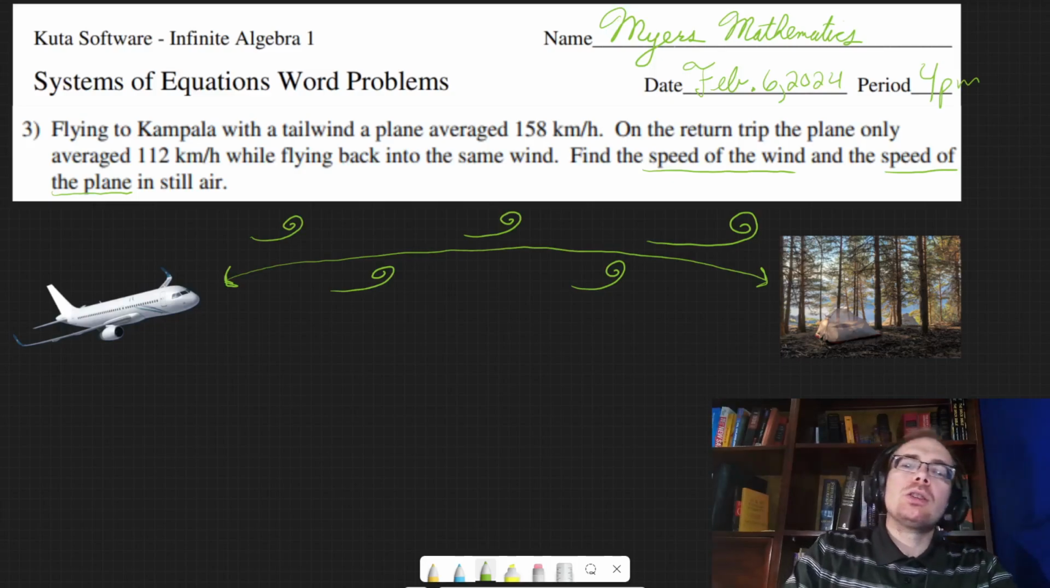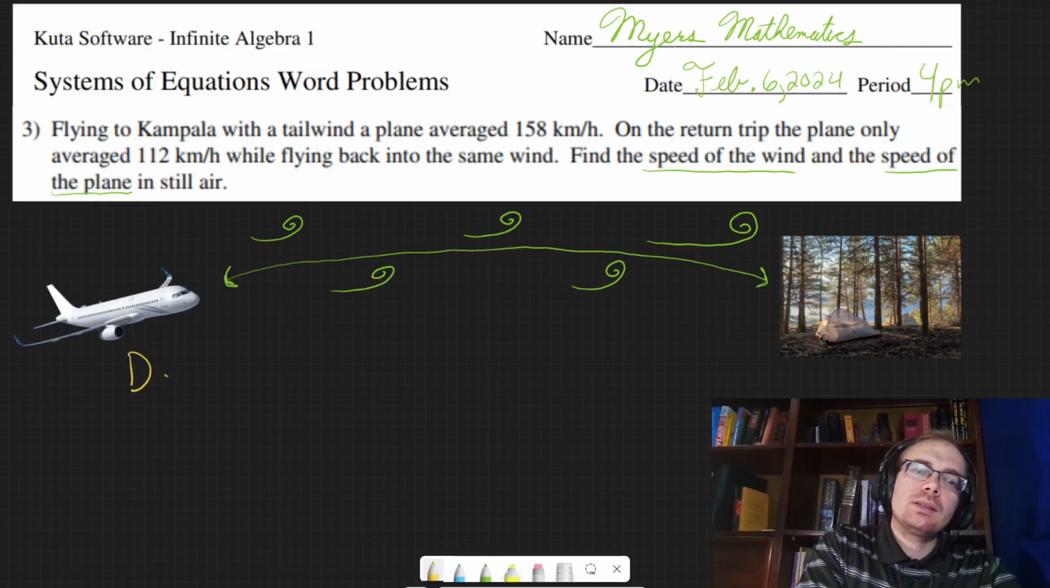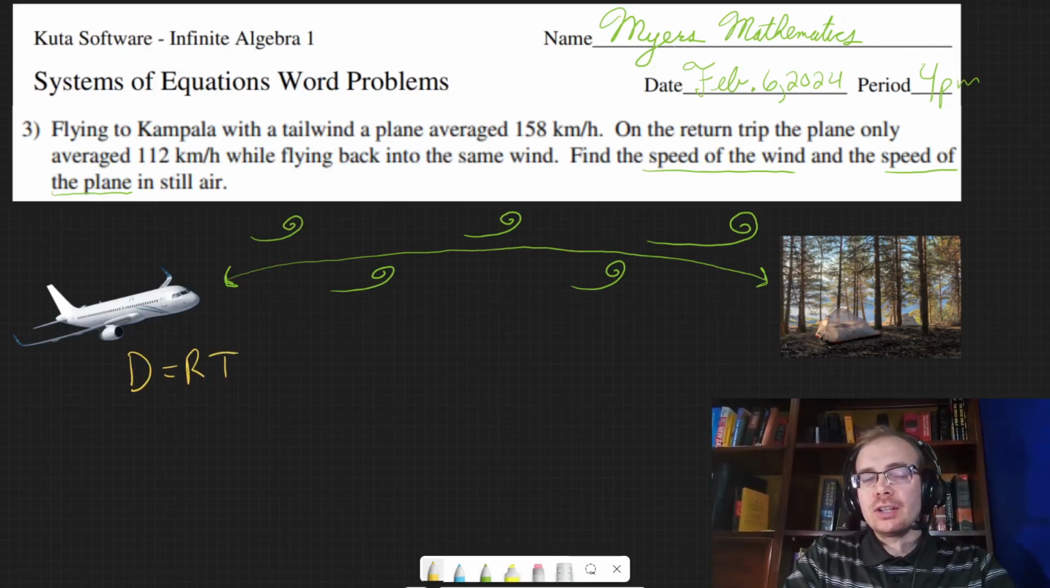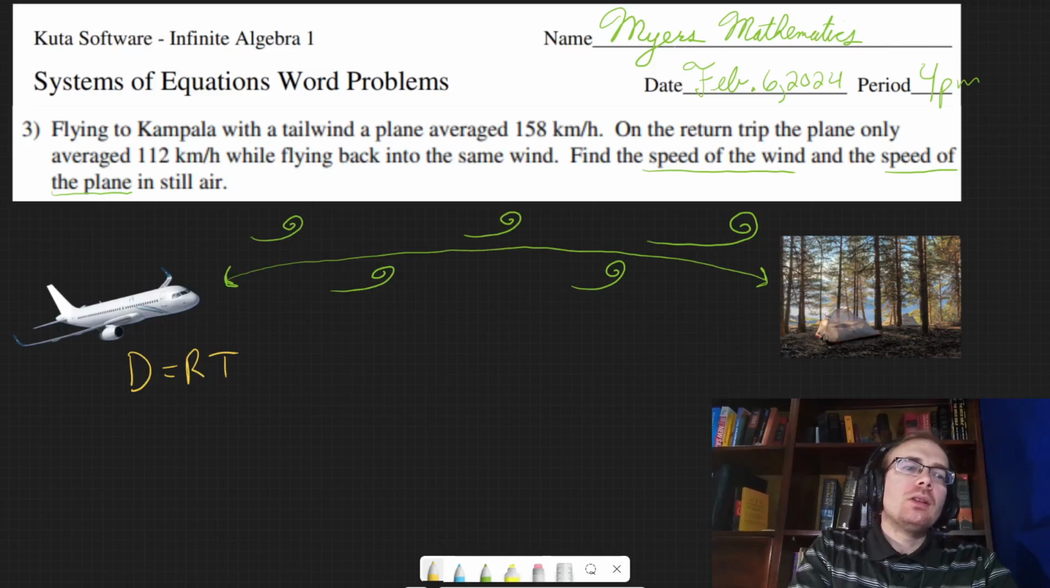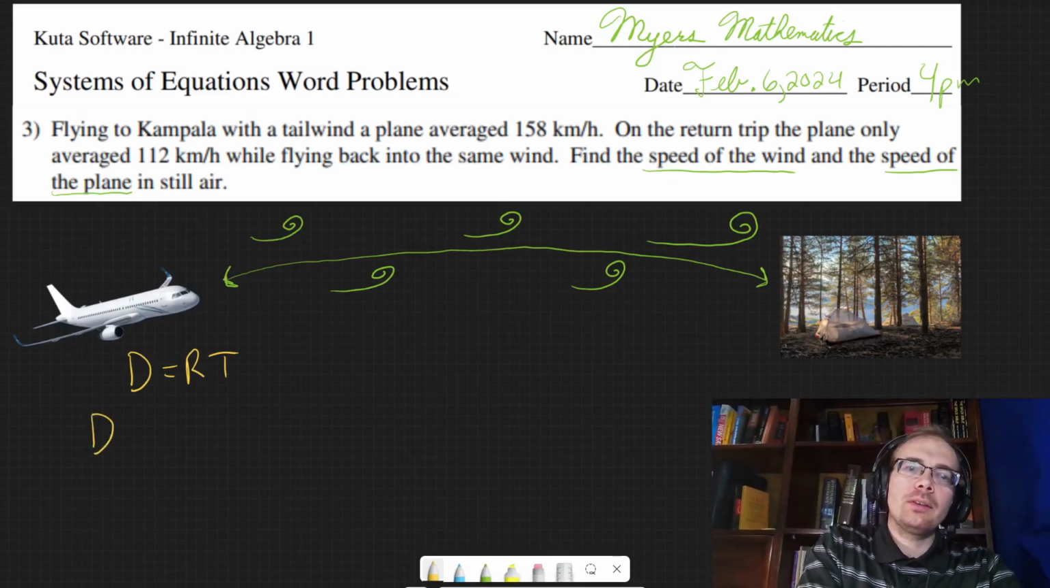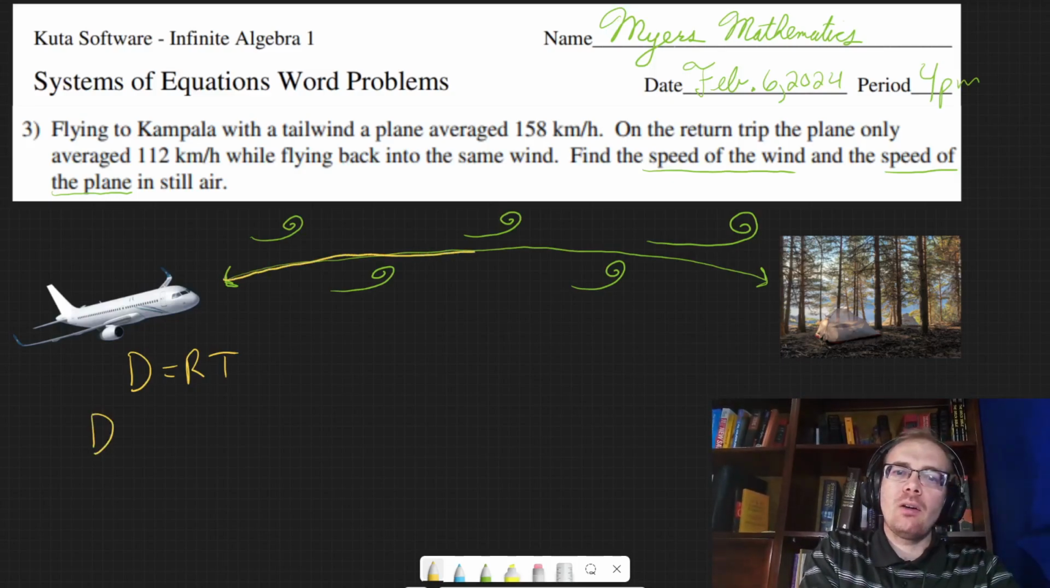Okay, so in order to do this, we need to set up some equations. And the equations we want to use are distance equals rate times time. Distance equals rate times time. Or you can call it the dirt formula, because dirt don't hurt. D-I-R-T, dirt. So distance, we don't know, and this is on the way there, so we're just focusing right now on the way there.